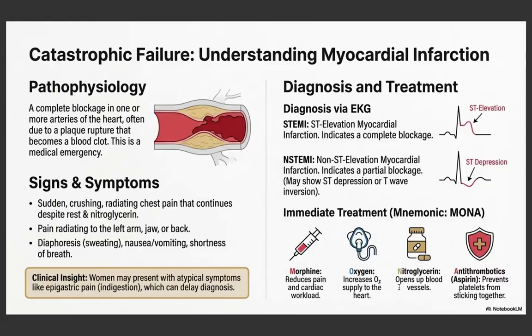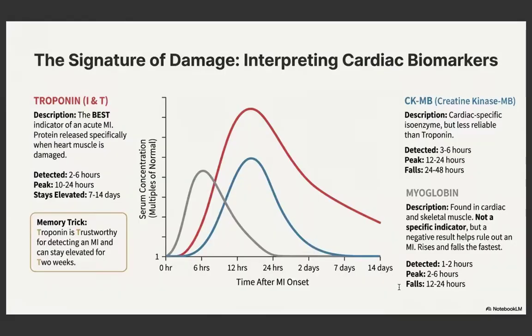And then down below, there's some immediate treatment options that we're going to do. Morphine is going to help reduce the pain that they're feeling and their anxiety. O2 is going to help supply oxygen back to the heart. Nitro is a vasodilator. And then aspirin, if it is blood clot related, helps the platelets not stick together.